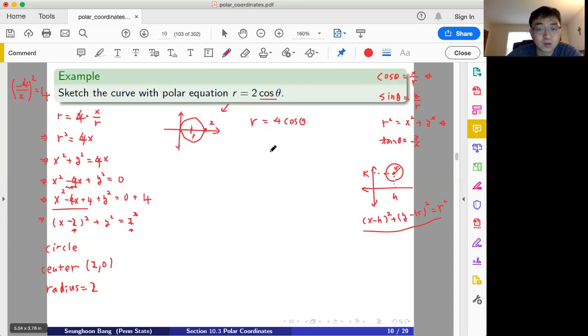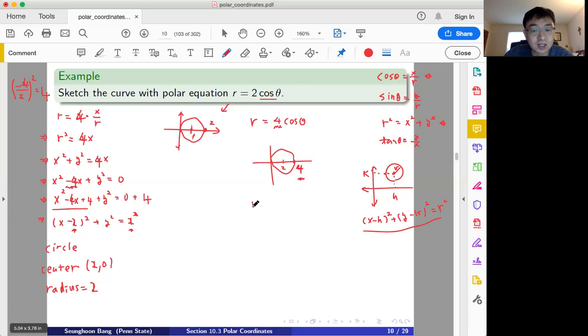The center is (2, 0). The radius is 2. So what is r = 4 cosine theta? The graph is similar. The only difference is the center is 2 and the radius is 2. This is 4. So could you find one good pattern for drawing the graph? r = 2 cosine theta, r = 4 cosine theta. The 4 is exactly the diameter, exactly the x-intercept.